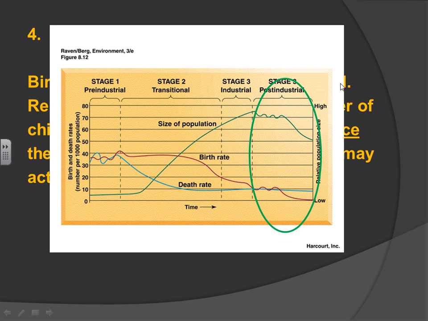Alright, so now we're looking at this stage right here. Notice, birth rates are still dropping, death rates have kind of leveled off, but both are still really low. But because the birth rates have still continued to drop, now you start getting a decrease in the size of the population as a result. Now it's still higher than what you had originally, but it is dropping.